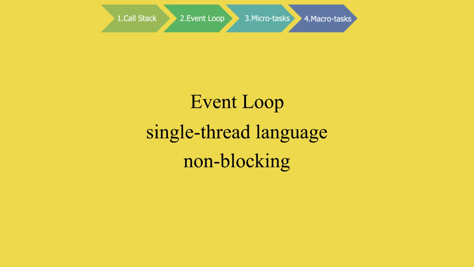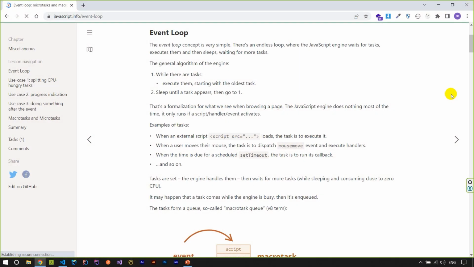Let's take a look at the event loop on the javascript.info website. In this website, we have this definition. It says that the event loop concept is very simple. There is an endless loop where the JavaScript engine waits for tasks, executes them, and then sleeps, waiting for more tasks. The general algorithm of the engine: 1. While there are tasks, execute them, starting with the oldest task, and 2. Sleep until a task appears, then go to 1.